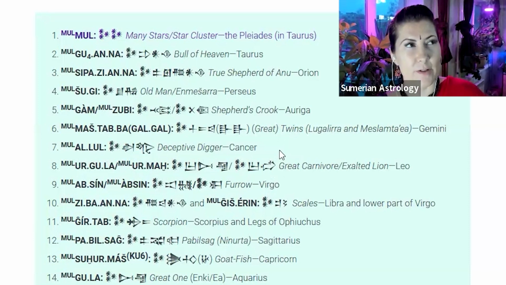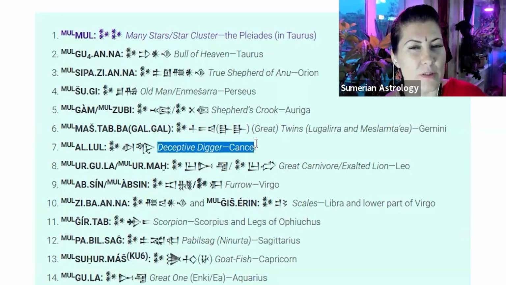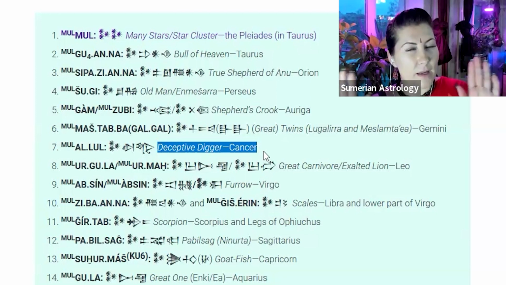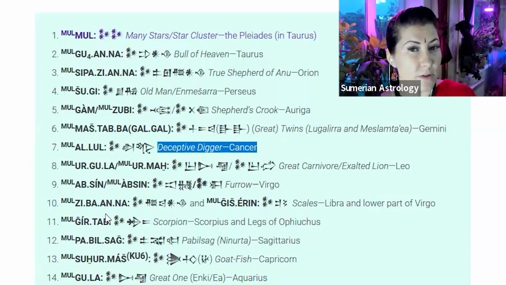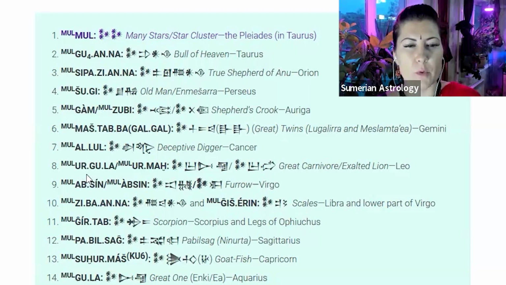If you have strong Cancer in your chart, this does not mean that you are a bad person. It's just this little image that it depicted was a deceptive digger. Do we know exactly what kind? Probably something that had some sort of spade for hands, which the most obvious animal is probably going to be a turtle. Next, we have Urgulla or Mul Urmach.